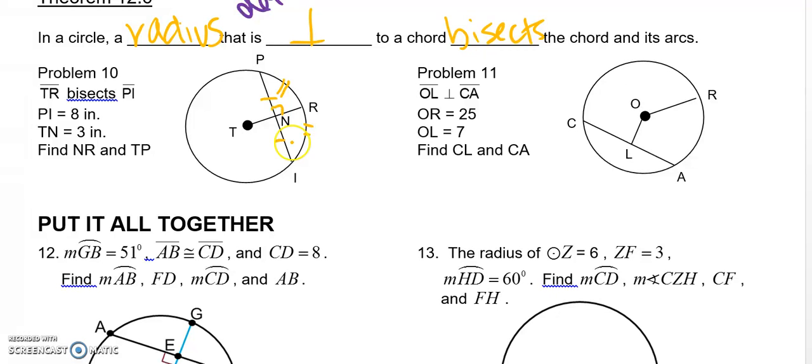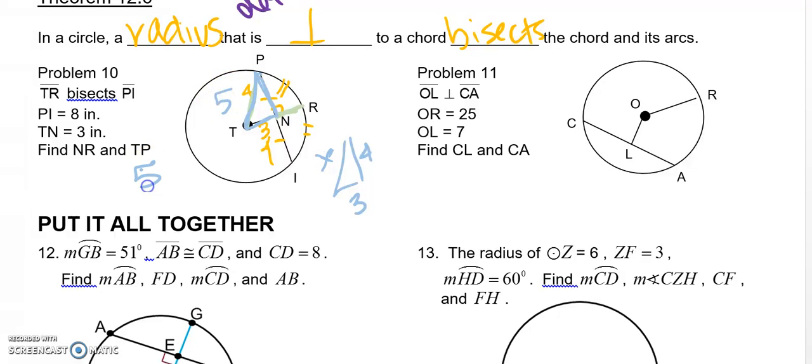So if PI is 8, then each of these is only 4. And then TN is 3. So we're trying to find NR, which is this part, and we're trying to find TP, which is this part. So for TP, we've made this right triangle. This was 4 and this was 3, so we find that part. You can do Pythagorean theorem for that, and that's 5.